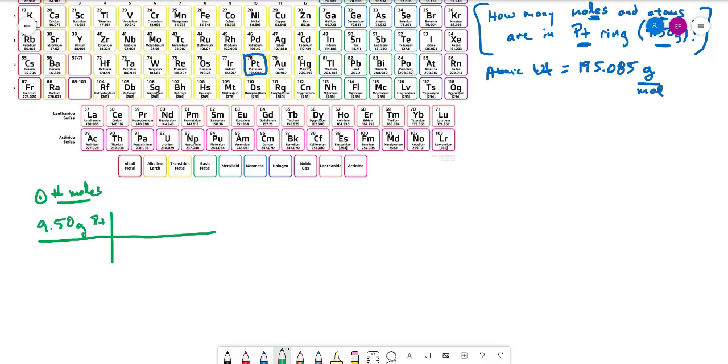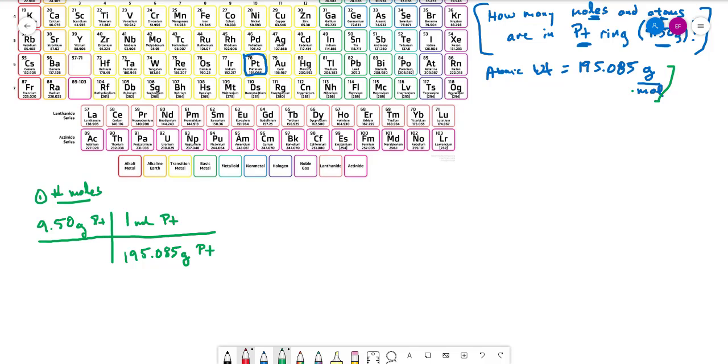If we have 9.50 grams and we have this nice conversion factor between grams and moles, we know that for every 1 mole of platinum, it weighs 195.085 grams, right? We have much less than 195.085 grams. We only have 9.5 of it, which means that we're going to have much less than 1 mole. So we can write 195.085 grams here per 1 mole of platinum. I'm going to write grams of platinum just to keep it clear.